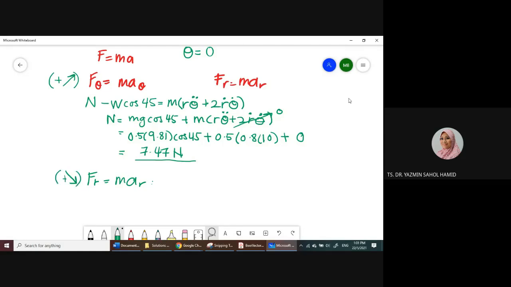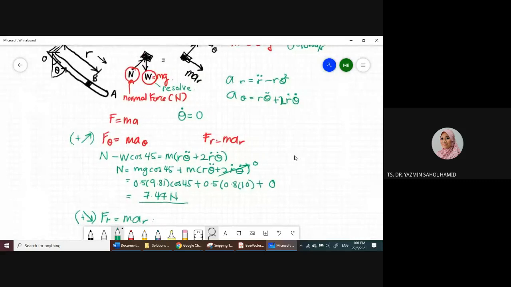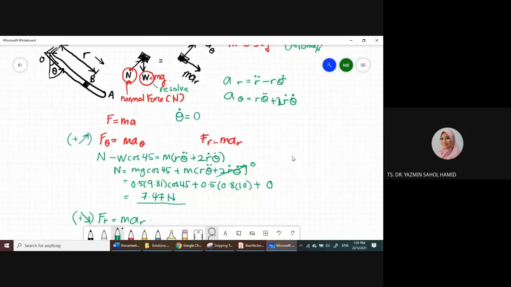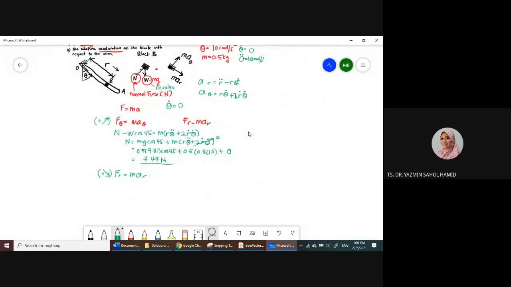Okay, now let's look at our free body diagram. So what do we need to resolve? Our weight, right? So if you look at the free body diagram, if you resolve it, what will it be? W cos or W sine? Sine. Yes. So it will be W sine 45, but is it going to be positive or negative?